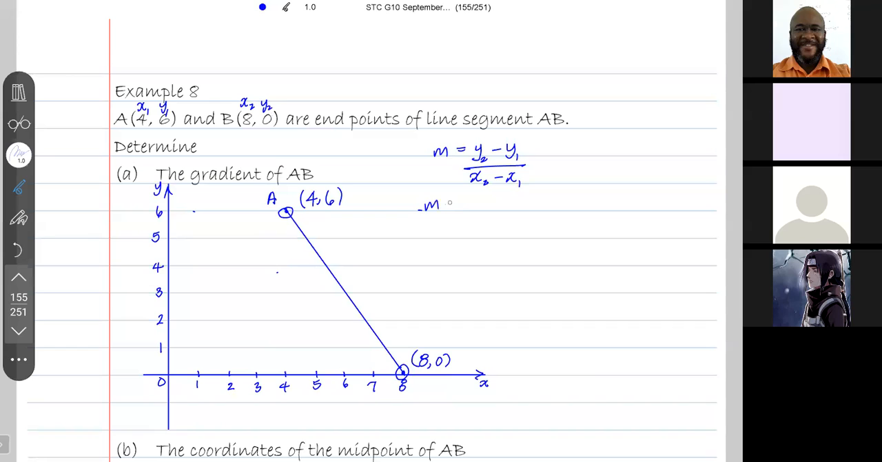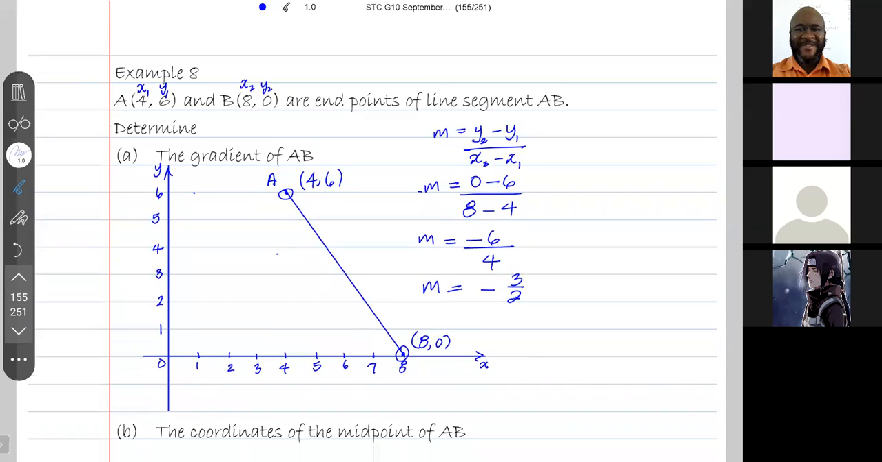So m, the gradient, is y2, which is 0, minus y1, which is 6, over x2, which is 8, minus x1, which is 4. So the gradient m is 0 minus 6, which is minus 6, over 8 minus 4, which is 4, and minus 6 over 4 reduces to minus 3 over 2. So the gradient of this line is minus 3 over 2.